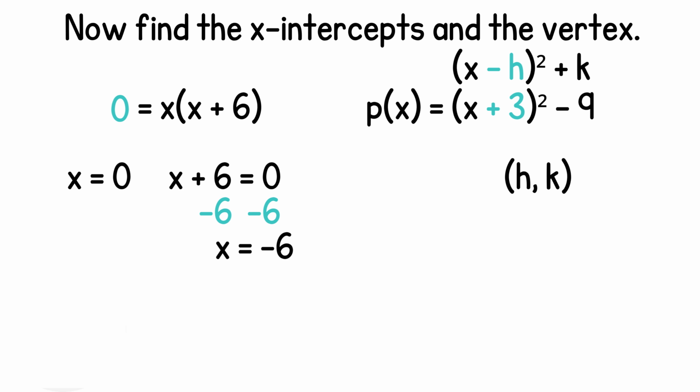So in our example, we can see that h looks like it's 3, but since vertex form subtracts h and p of x in our case adds h, this tells us that the positive 3 would really represent a negative 3, since we subtracted a negative to get the positive that we have. And then we can see that k is negative 9. So our vertex happens at negative 3, negative 9.